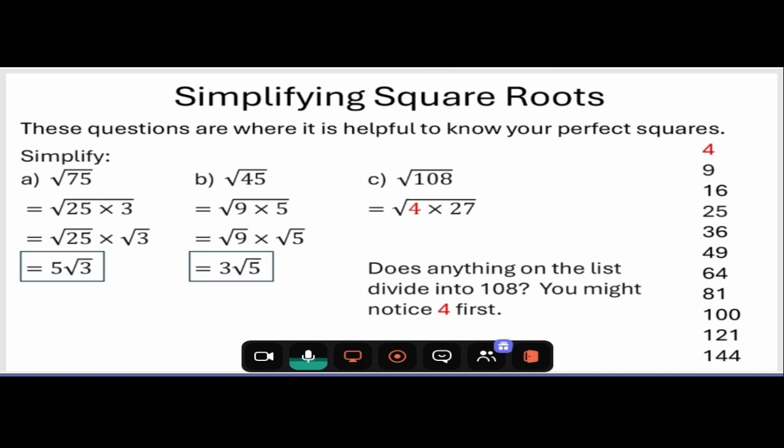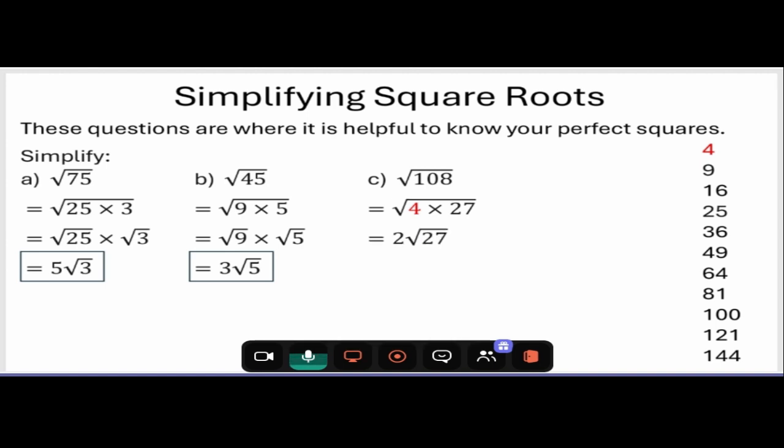So 108 divided by 4 on your calculator, you get 27. So 108 breaks into 4 times 27. The root of 4, notice I'm starting to skip a step there. I'm skipping the step where we separate them out like this, but you could if you want. This breaks into root 4 times root 27, and the square root of 4 is 2.